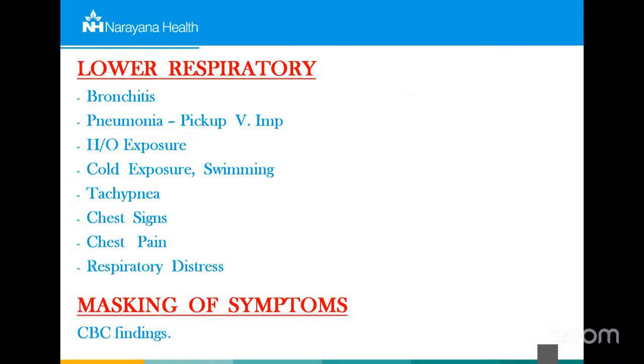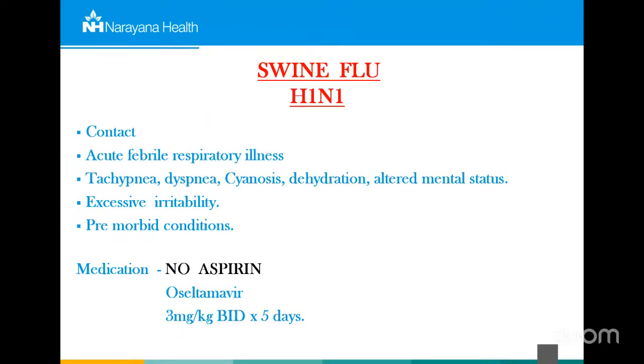A lower respiratory infection, bronchitis, is very common. Pneumonia pickup is very important. The pickup of pneumonia is if a child doesn't have too much fever and is tachypneic and is not wheezing, almost always look for a chest X-ray, a very important investigation. And chest signs, of course: if you see bronchial breathing, pain in the chest also is very important. The CBC findings, if you know there are high counts, please do that.